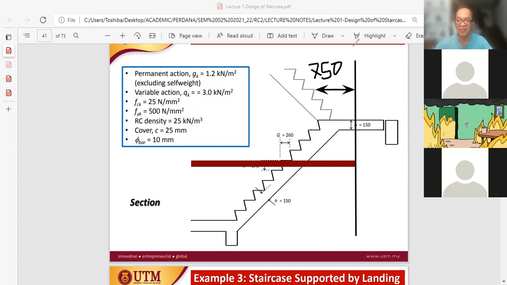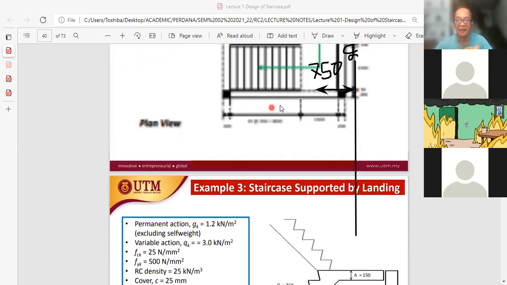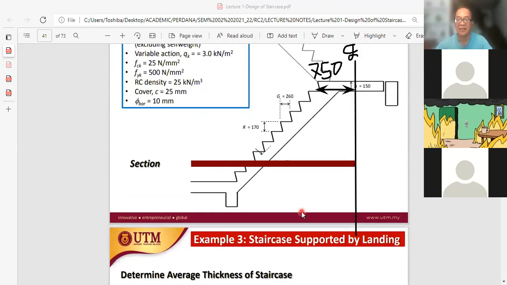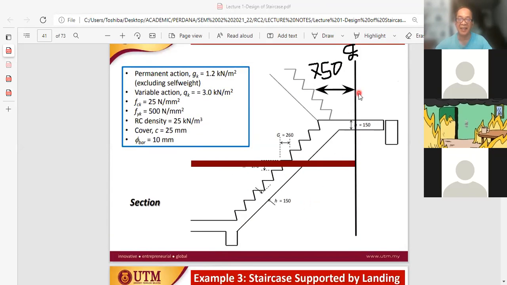750. This is my center line for landing. Because landing is the support. So I'm taking the center line of support. So the center line of support is the center line of landing. The landing is 1.5 meters. The landing given in this view is 1.5 meters. That is the width of the landing. So I'm taking 750 as my center line.